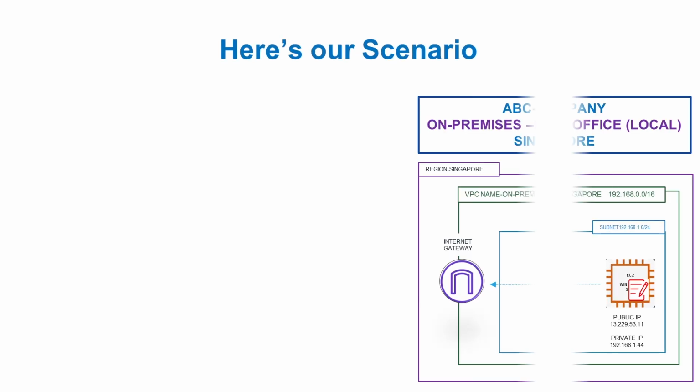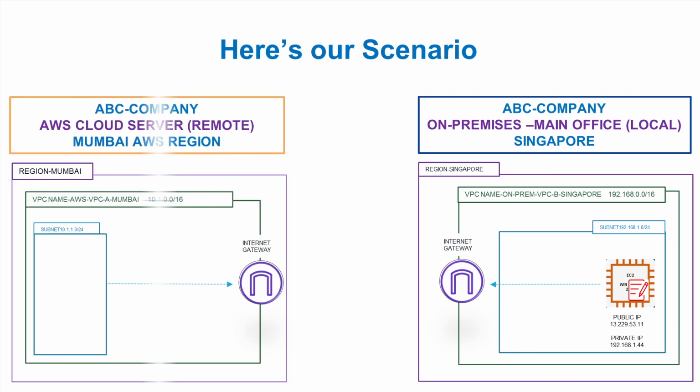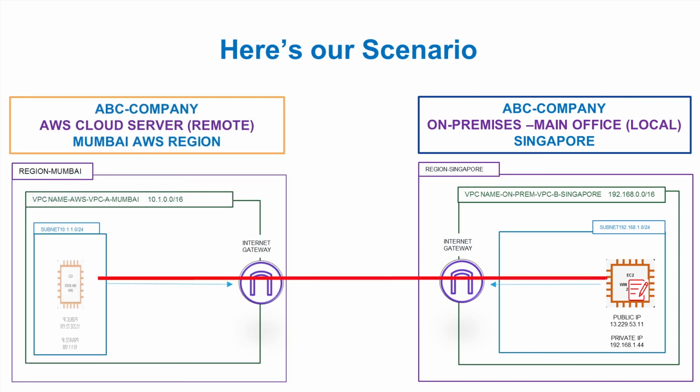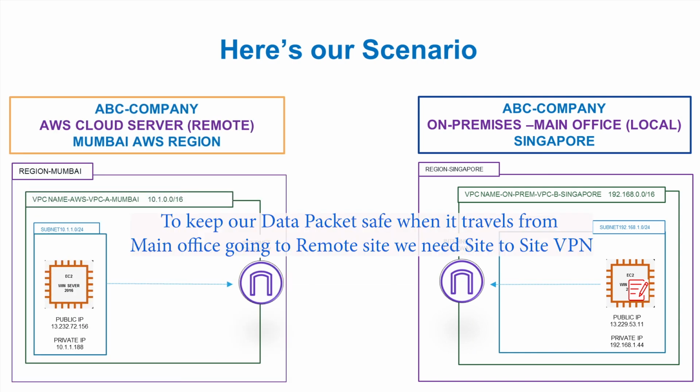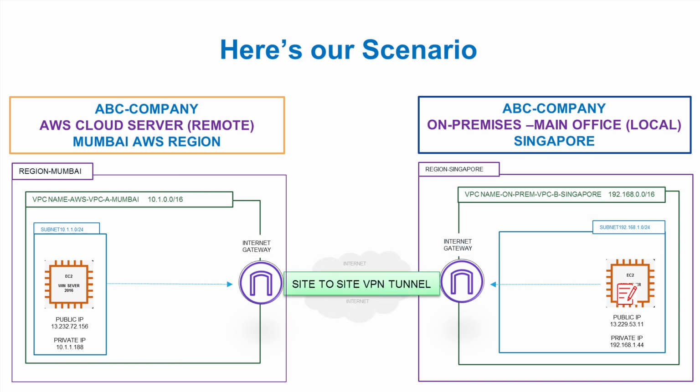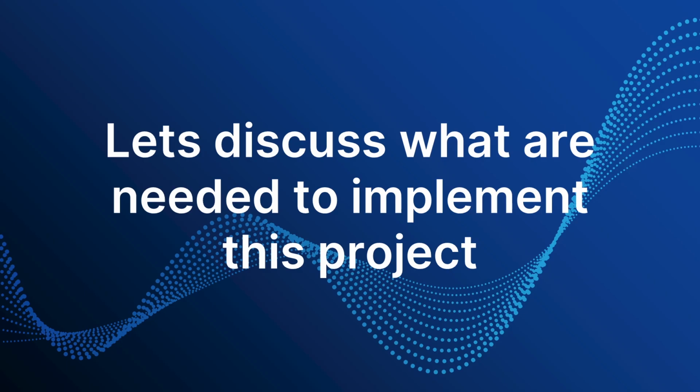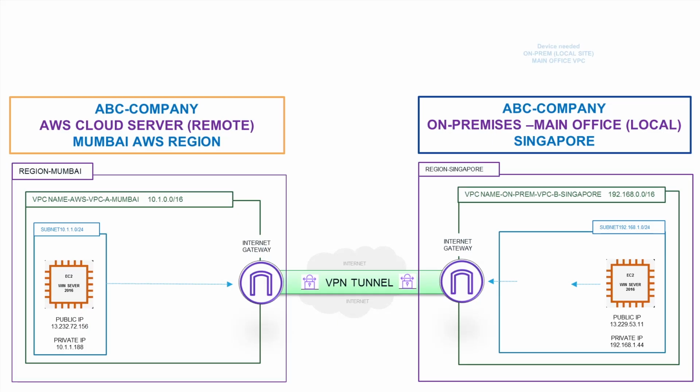Here's our scenario. Our company is moving its web server from a Singapore on-prem data center to Amazon Cloud Services in Mumbai. To keep our data safe and private when it travels from the main office to the Amazon Cloud server, we need to set up a secure encrypted connection called site-to-site VPN. Let's discuss what is needed to implement this project.